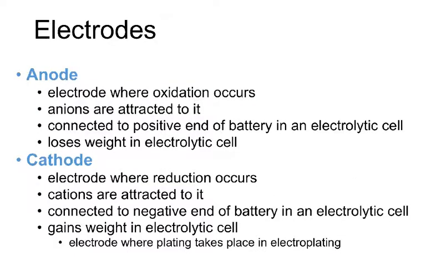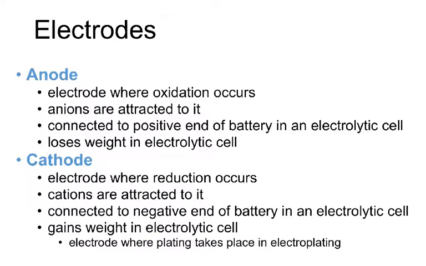The electrodes: the anode is where oxidation occurs. Anions are attracted to the electrode. If we're in an electrolytic cell, it's connected to the positive end of the battery. In a voltaic cell, it's the negative end, and it loses weight.